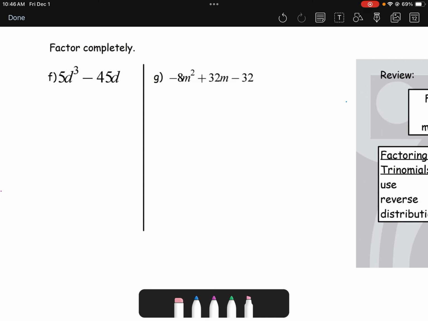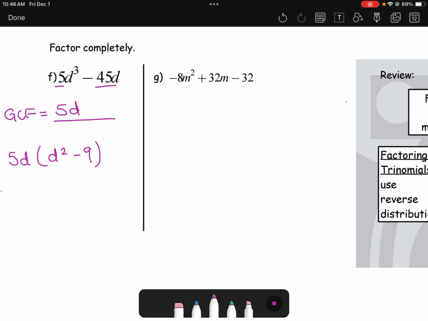Two more. Okay, so again, we're going to look at that GCF. So I got 5 and 45. So 5 goes into both. 3 D's and 1 D, so we got 1 D. So take out the D. Okay, now 5 divided by 5, that's just 1. 3 D's minus 1, that gives me 2, so D squared. 45 divided by 5 is negative 9. D minus D is D.